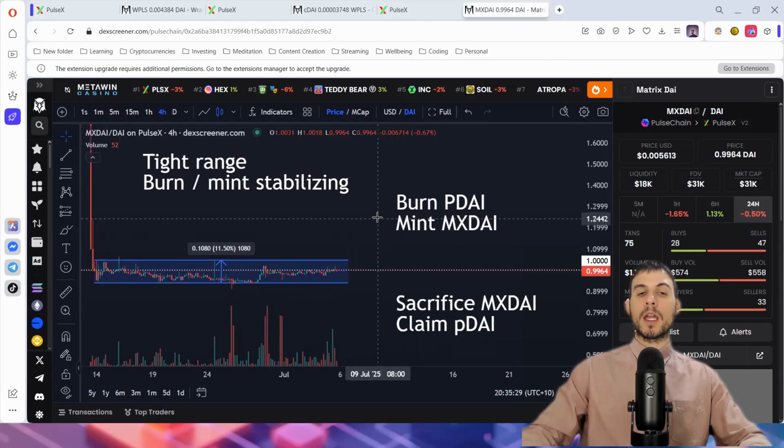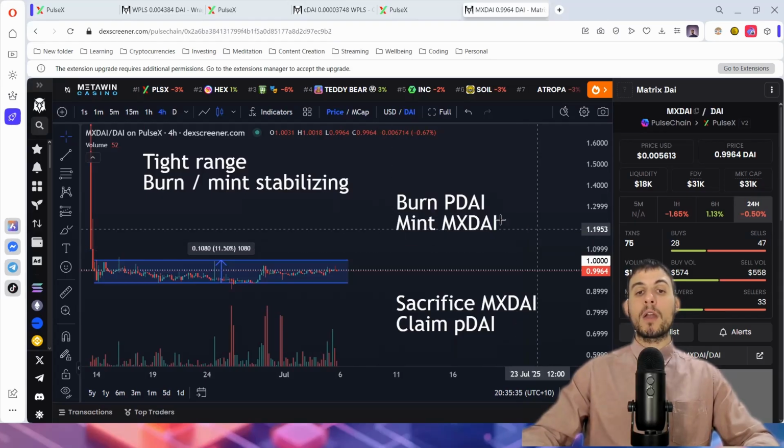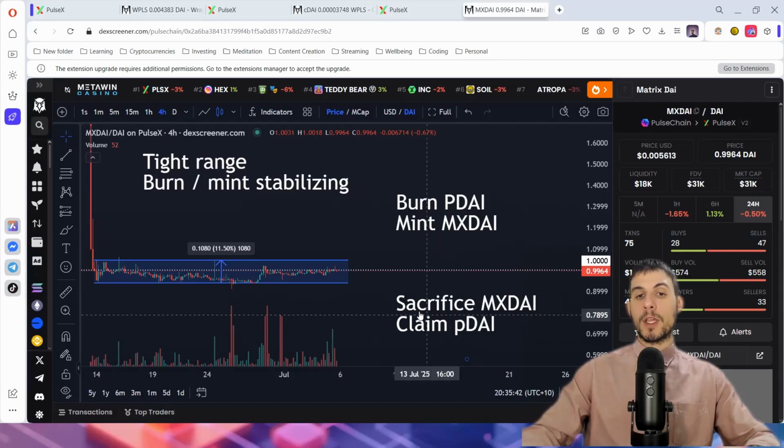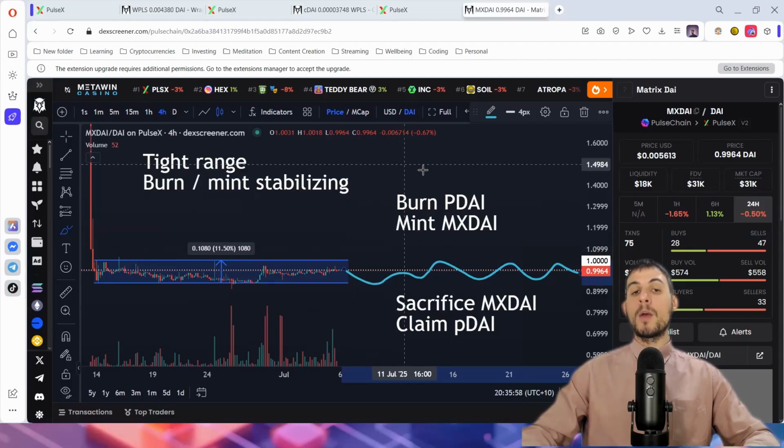And the beauty of something like this, which is very new and innovative on Pulsechain, on the plus side of the parity, you burn your pDAI to mint your MXDAI 1-to-1. On the negative side of the parity, you sacrifice your MXDAI to claim your pDAI 1-to-1. So there's always an incentive to maintain the stability of this peg along the line, no matter what kind of volatility is happening in these charts outside of here. So this is something that I'd consider to be a very good liquidity pool, but obviously very, very modest kinds of gains. But these are just some of the considerations to consider.